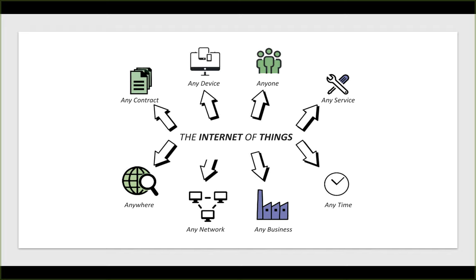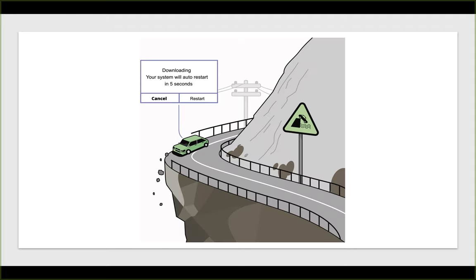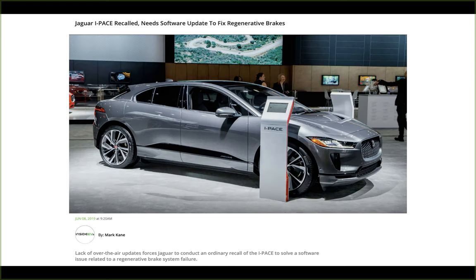And if we are talking about fun stuff to update in the IoT domain, let's talk about updating cars. Again, what can possibly go wrong when you update cars? Here's a wonderful example. Jaguar I-Pace released last year, a very luxurious, obviously, electric car that had a software bug in their brakes. Well, when that happens, what do you do? If you don't have software updates, then you just have to do a recall. This is what Jaguar did.